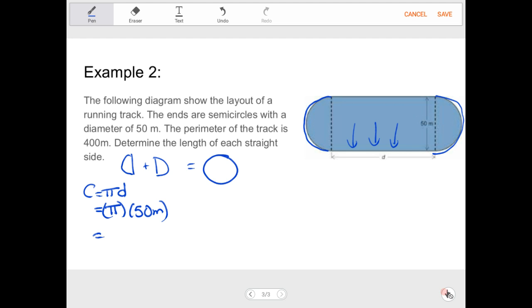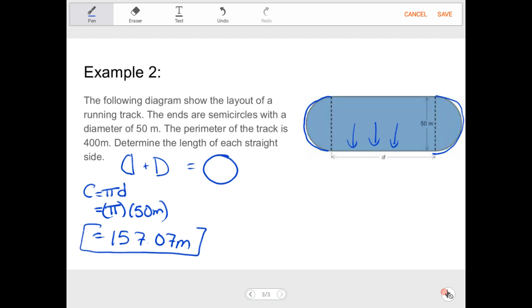So that gives you a circumference of pi times diameter, which is 157.07 meters. So here's the point, everyone.